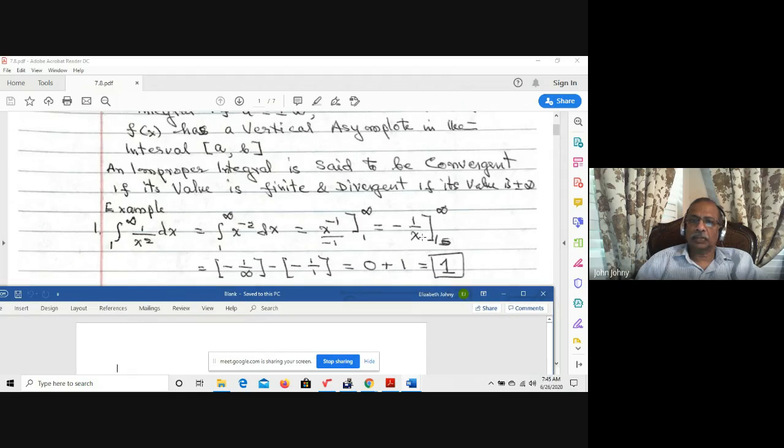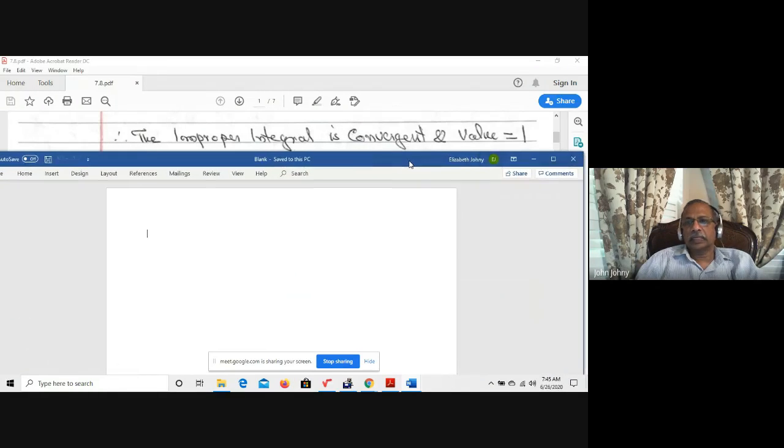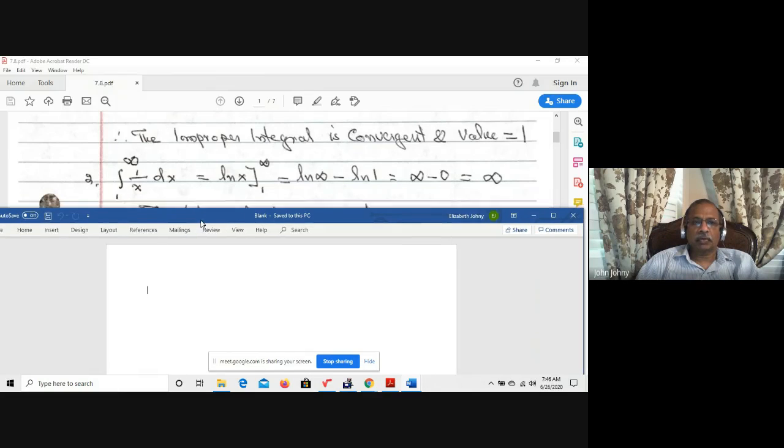When you substitute the upper limit, you get negative 1 over infinity minus the lower limit, negative 1 over 1, and 1 over infinity is 0, plus 2 negatives makes a plus, plus 1. So the answer is 0 plus 1, which is equal to 1. So that means this improper integral is convergent and it converges to 1. The value is 1.